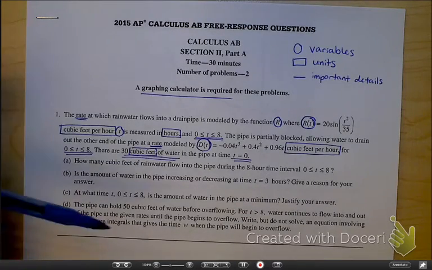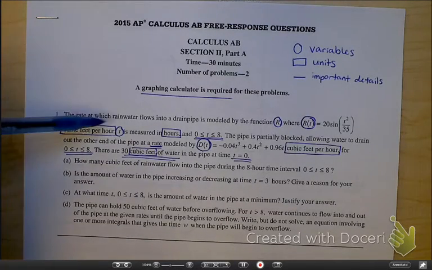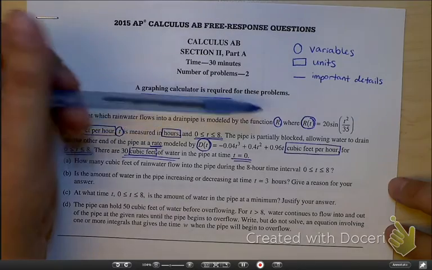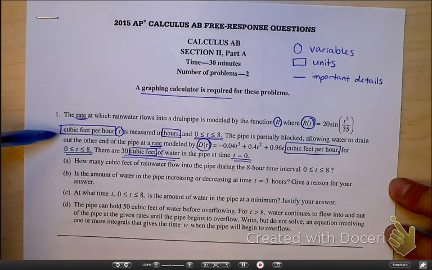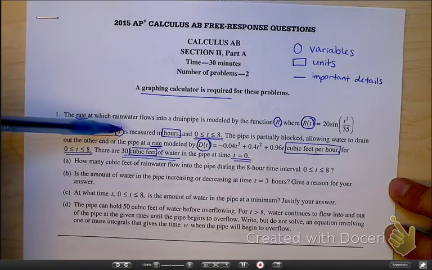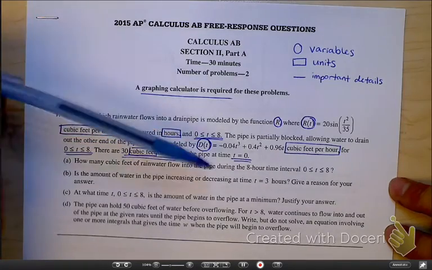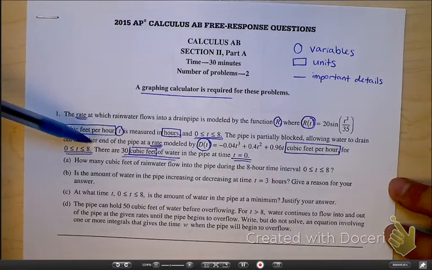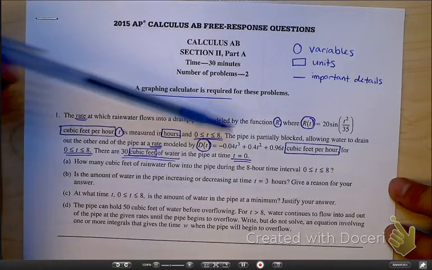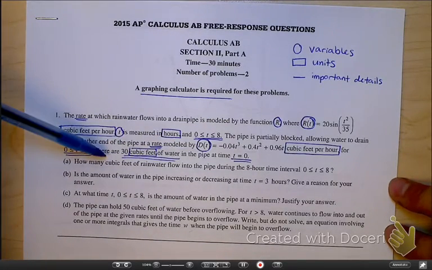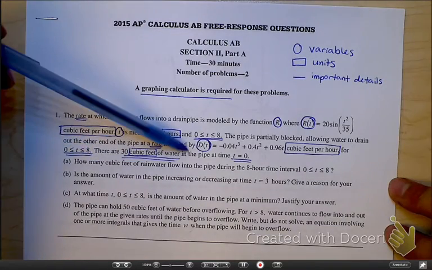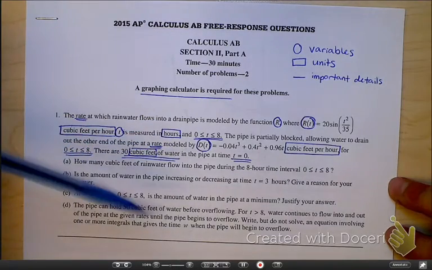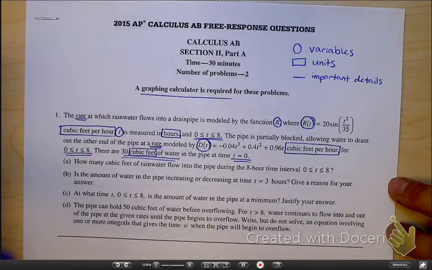So let's read it one more time all the way through. The rate at which rainwater flows into a drain pipe is modeled by the function r, where r of t equals that function. It's in cubic feet per hour. T is measured in hours. We're looking from 0 to 8 hours. The pipe also lets water out of the drain, which is modeled by this function in cubic feet per hour for 0 to 8 hours. And it's giving you some initial conditions. So there are 30 cubic feet of water in the pipe when the time starts at t equals 0.